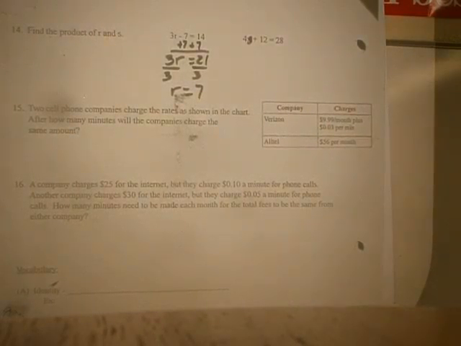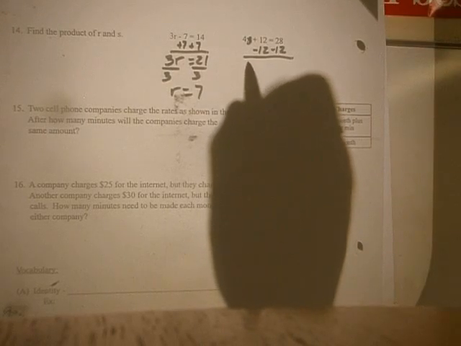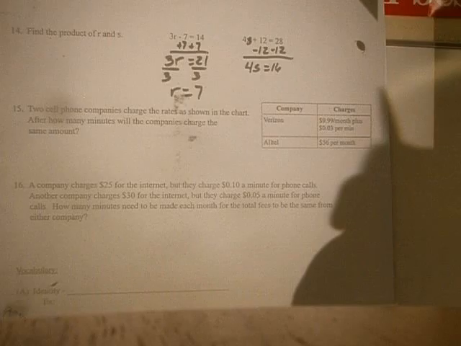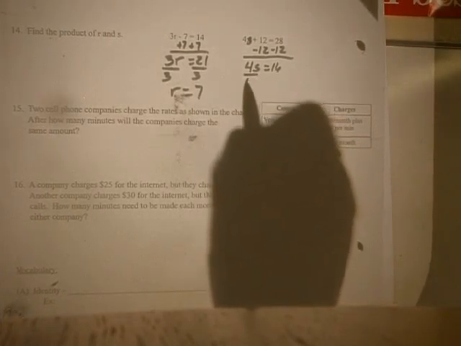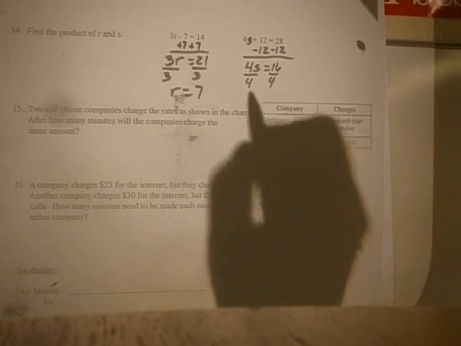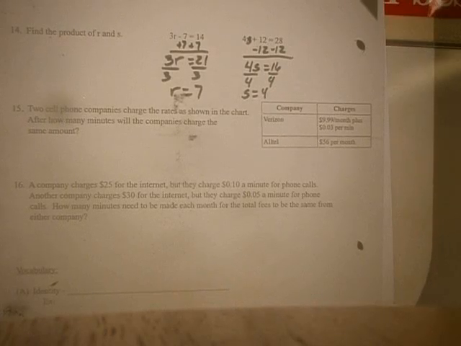In the right-hand equation, you are going to subtract 12 from both sides, and you are left with 4S equals 16. And when you divide both sides by 4, 16 divided by 4, your S equals 4.